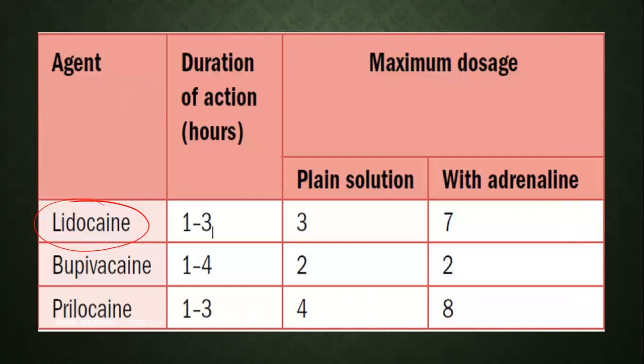Hello? Am I audible? Yes, you are. My question is, yesterday I was reading the StratOG and it was written that without adrenaline it's 4 mg per kg. And here some are telling 3 and some are 4. So which one to follow?